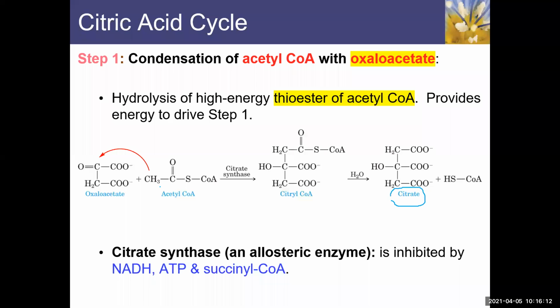Remember acetyl-CoA, we spoke about that. Anybody who can explain what is happening in this step?